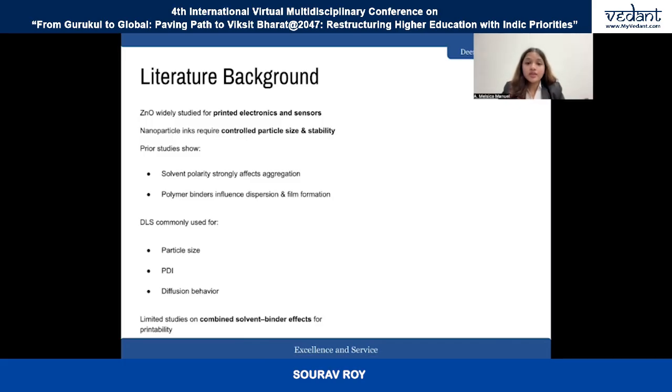Previous studies show that nanoparticle inks require controlled particle size and stability. Solvent polarity is known to influence particle agglomeration, while polymer binders affect dispersion and film formation. Dynamic light scattering is commonly used to study particle size, PDI, and diffusion behavior. However, most studies focus on either solvent effects or binder effects individually. There are limited studies that analyze the combined effect of solvent composition and binder concentration, especially from a printability point of view. This gap forms the basis of our work.